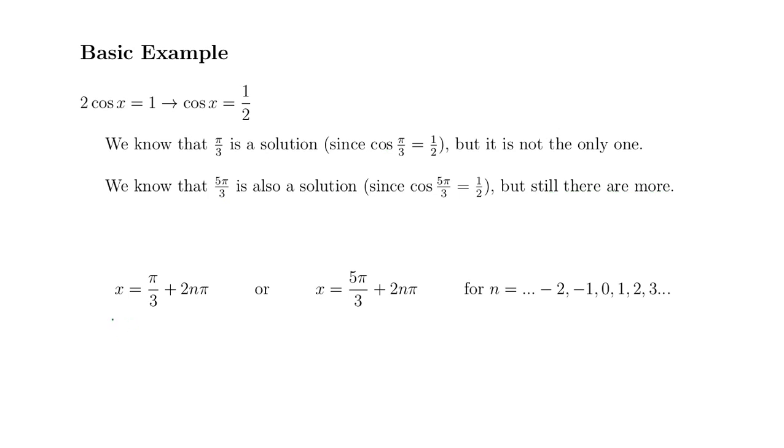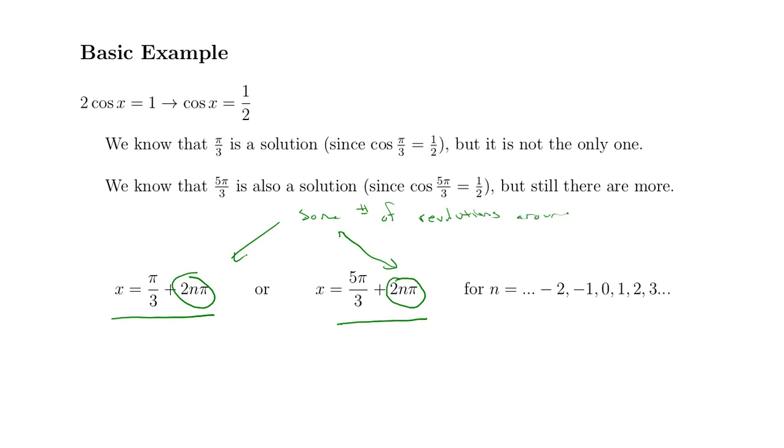We'll say x can be pi over 3, that first one, plus 2n pi, or 5 pi over 3, that second one, plus 2n pi, where 2n pi is just some number of revolutions around the circle. So n is some integer. We normally won't write this part here because we'll just assume that we know what n is.